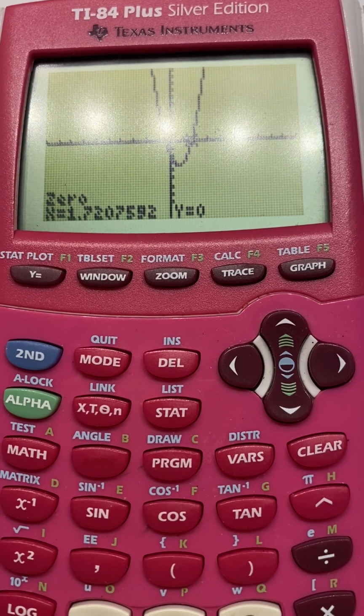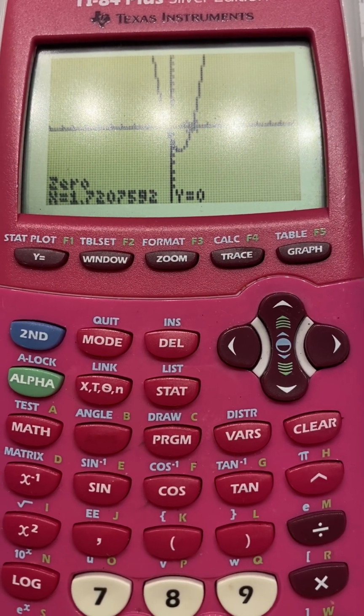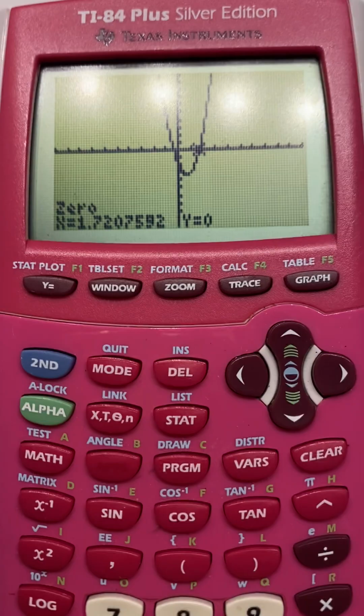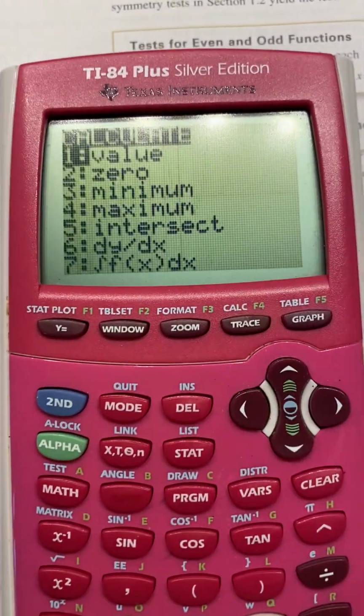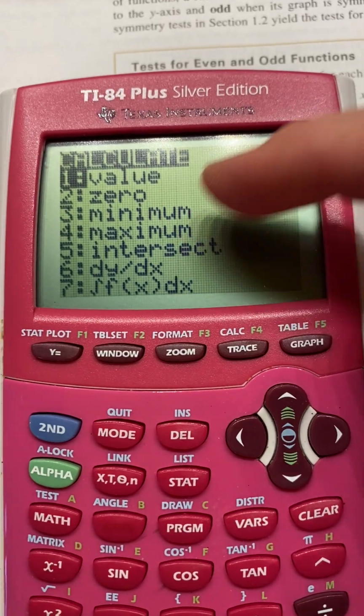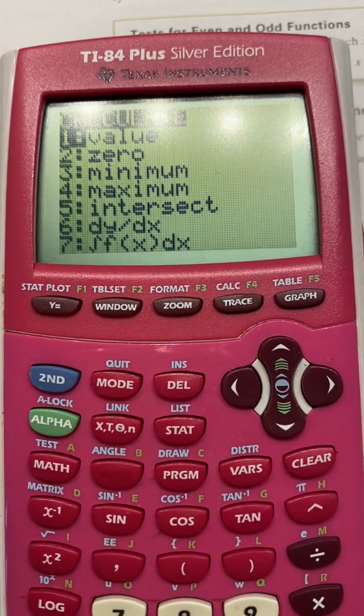Okay, if you're not getting those same numbers, stop and try and do that again on your own. We're finding the zeros of the function. So now you should know how to calculate the max, the min, and the zeros of the function. All right, let's put that away.